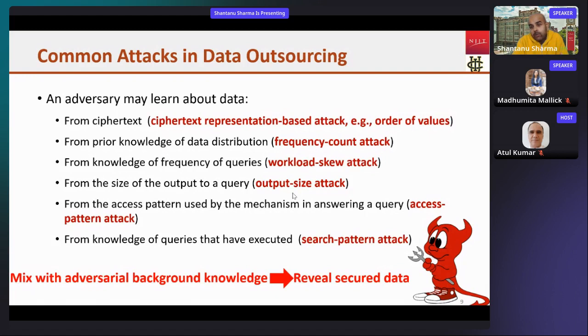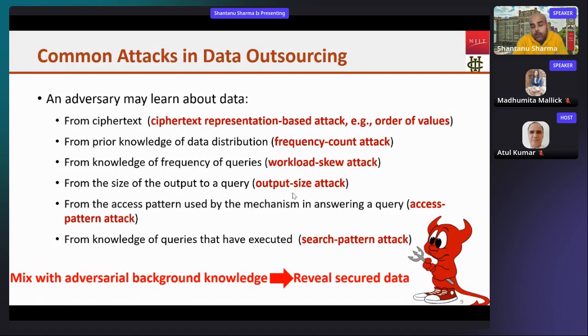So if we use cryptographic techniques that are not secure against these types of attack, they will definitely reveal something about our data. The next five attacks that you are seeing here are based on query execution. What can a query reveal about our data while the adversary is executing our queries in a completely correct manner?